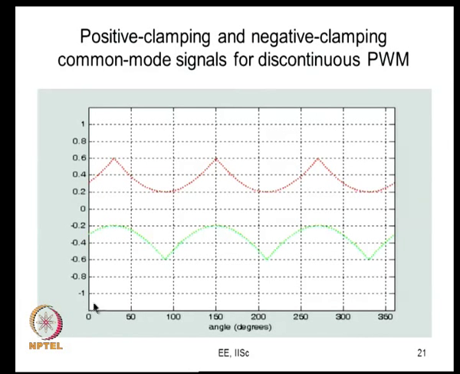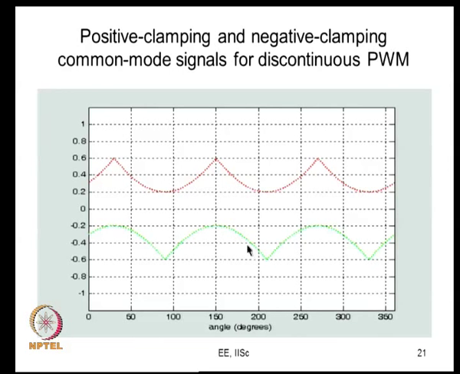Similarly, the carrier has a negative peak, minus V peak, which is called minus 1. The most negative of the 3 sinusoidal signals is subtracted from that, and you get what we call the negative clamping common mode signal. Now, if you add the red one to the 3 phase signals, it will result in the clamping of one of the phases to the positive bus. Which phase? That depends on which angle you are at.